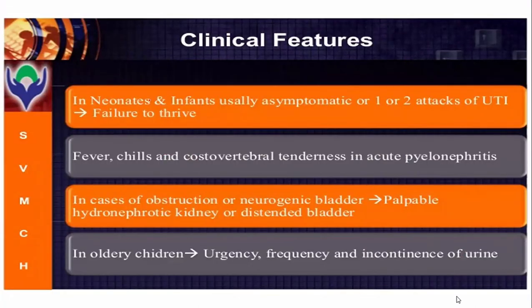So, if you have neonates and infants, they are usually symptomatic with up to 1 to 2 attacks of UTI and failure to thrive. Then fever, chills, and costovertebral angle tenderness. In case of obstruction or neurogenic bladder, a palpable hydronephrotic kidney or distended bladder. Then in older children, urgency, frequency, and incontinence of urine.